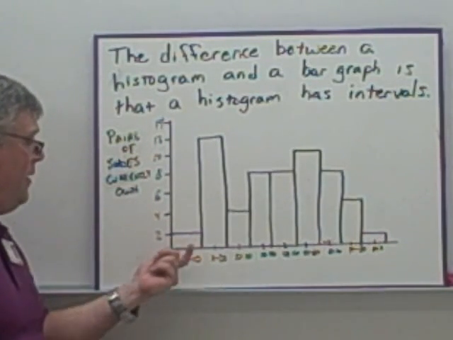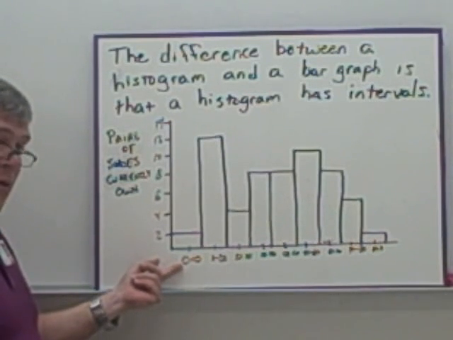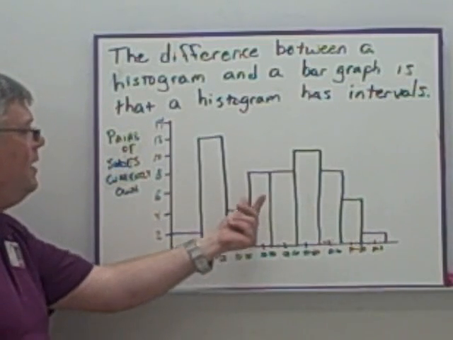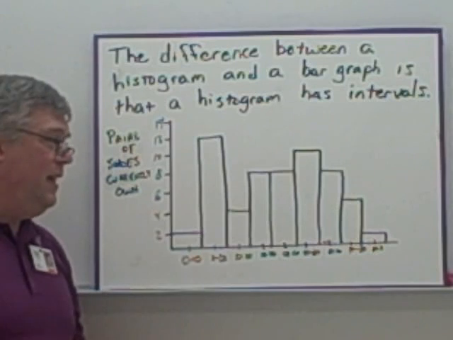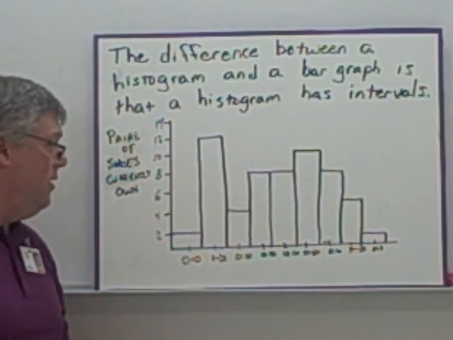Remember on the last graph we had January, February, March, April, May. Here we've got 0 to 10, 11 to 20, 21 to 30, 31 to 40. Each one of these represents a range of data. It's not one single thing, it is a range of values.